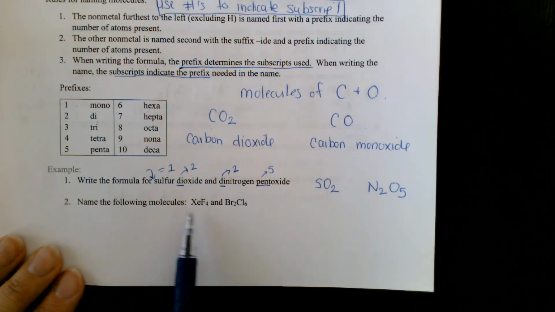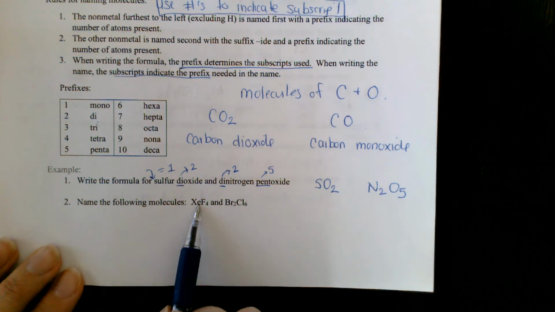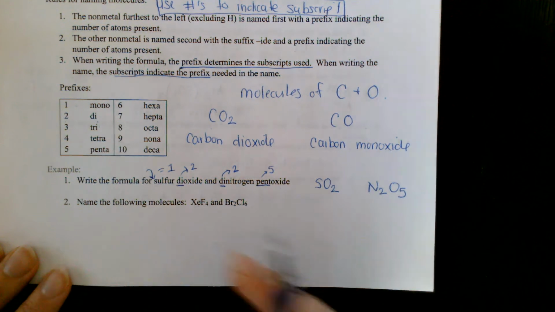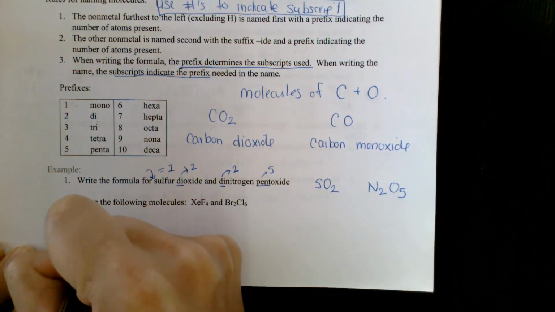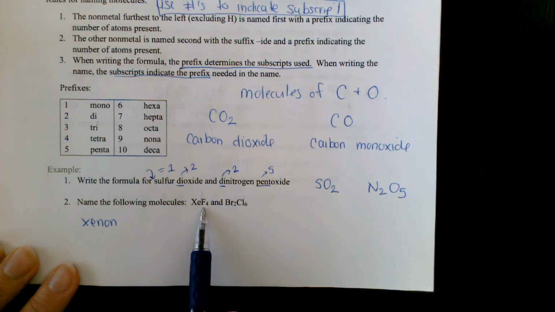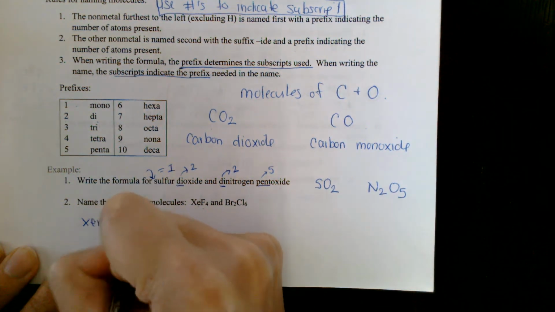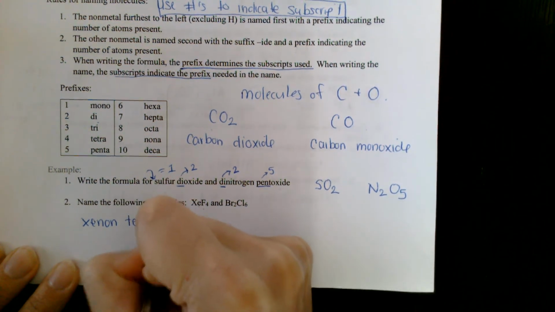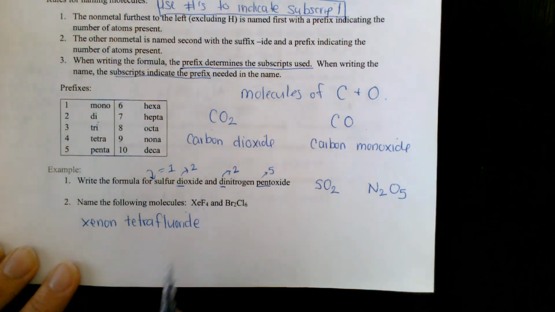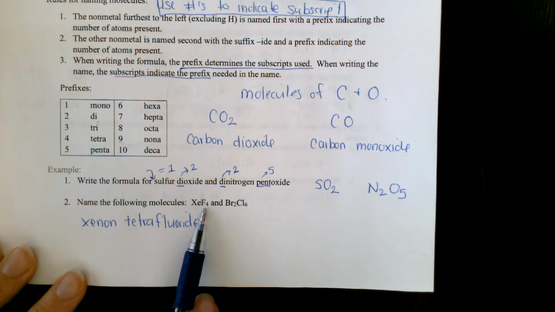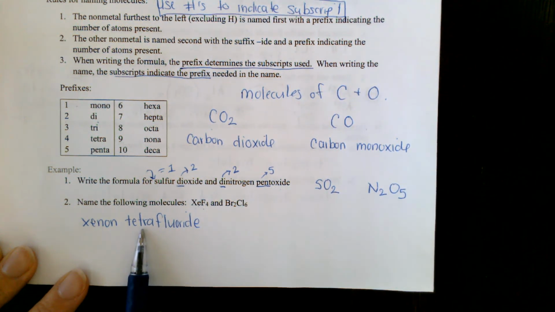Okay, so name the following. We have XeF4. So xenon is the first, and it is mono, so we don't include that. We're just going to write xenon. Our fluorine is going to become fluoride because it's second. And then 4 is going to be our tetra. So xenon tetrafluoride. I turned fluorine into fluoride, and then since that subscript was 4, my prefix tetra was used.